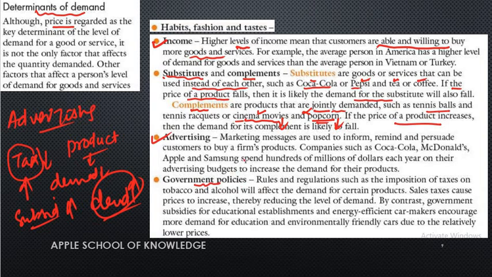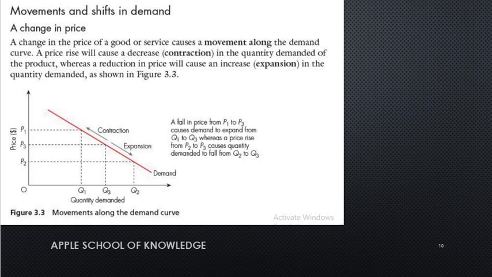These are the determinants. Many more other determinants are also present, like availability of the credit facilities, the economy, also government policies. These all are the determinants that affect the demand. Okay, now we have some movement and shift in the demand. So when there is a change in prices, the price of goods and services causes movement along the demand curve. If you see here, if you increase the price, this is the price P3, then you will have a contraction, meaning the demand will be decreasing. And if you decrease the price, then there will be expansion, the demand will be increasing.